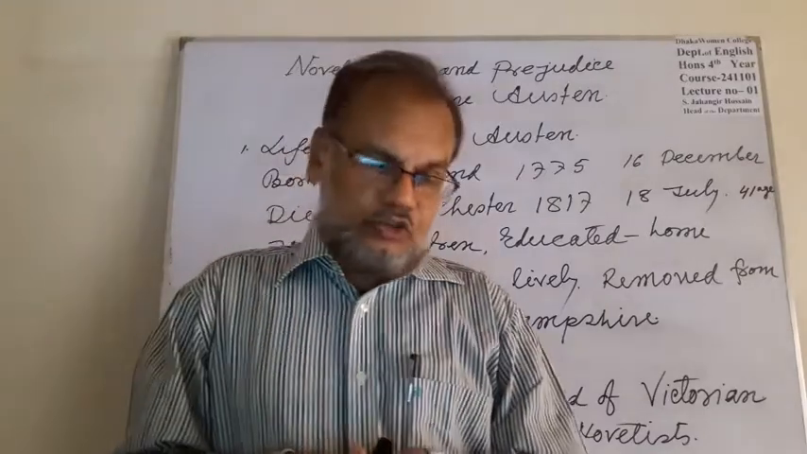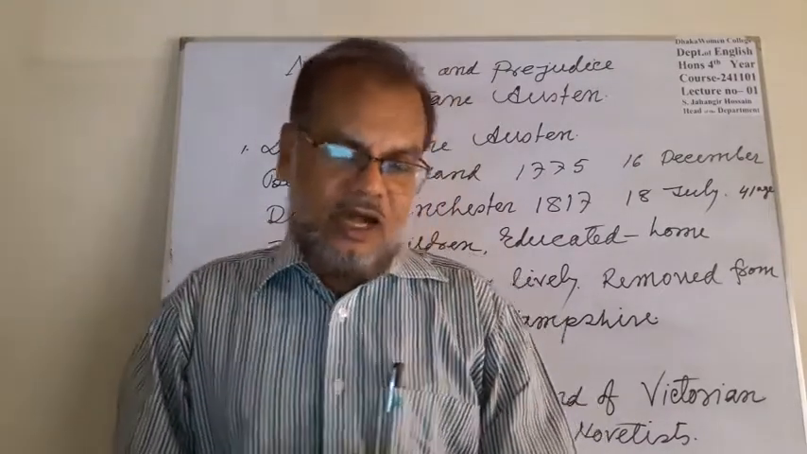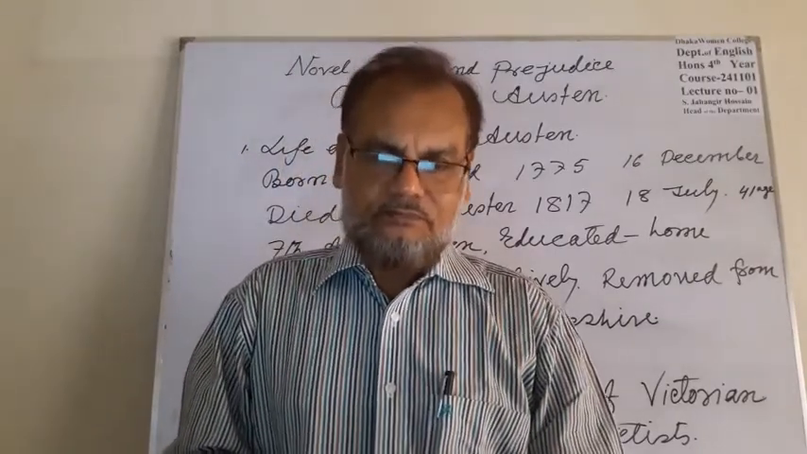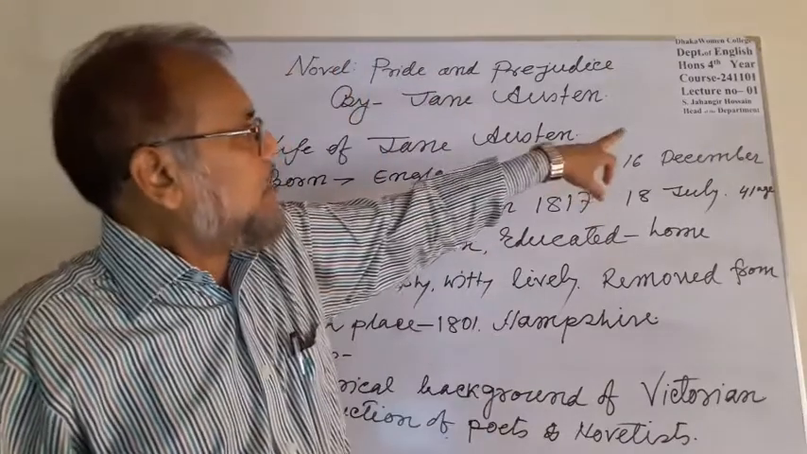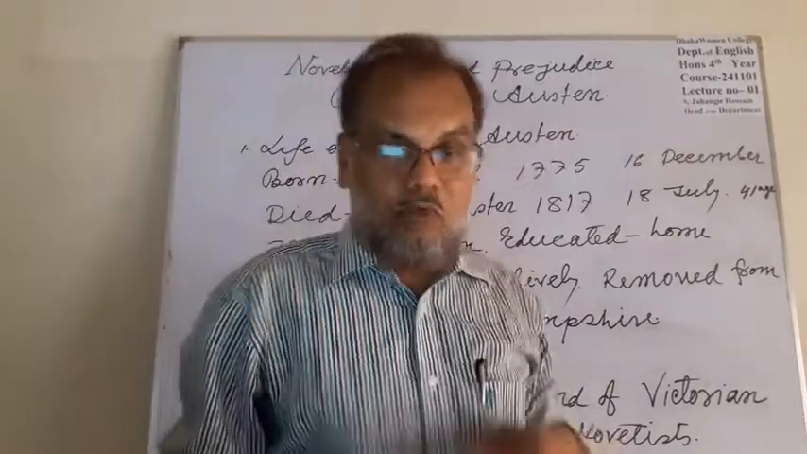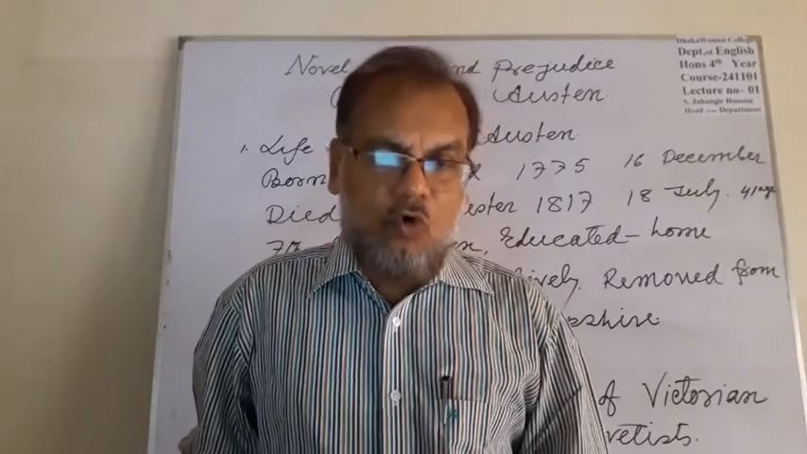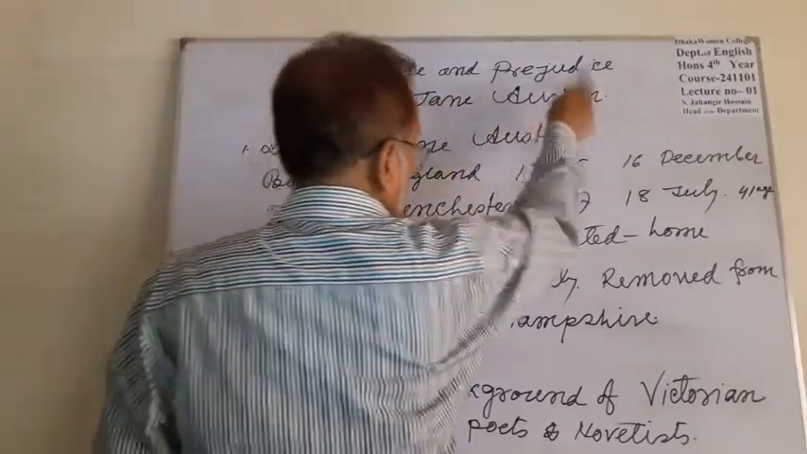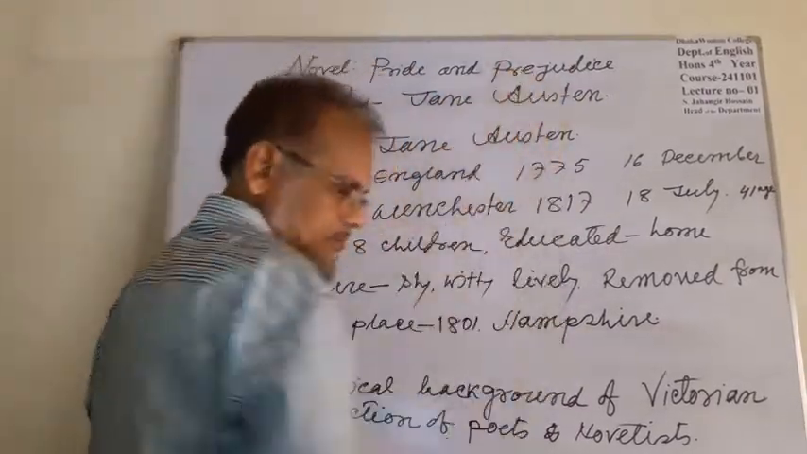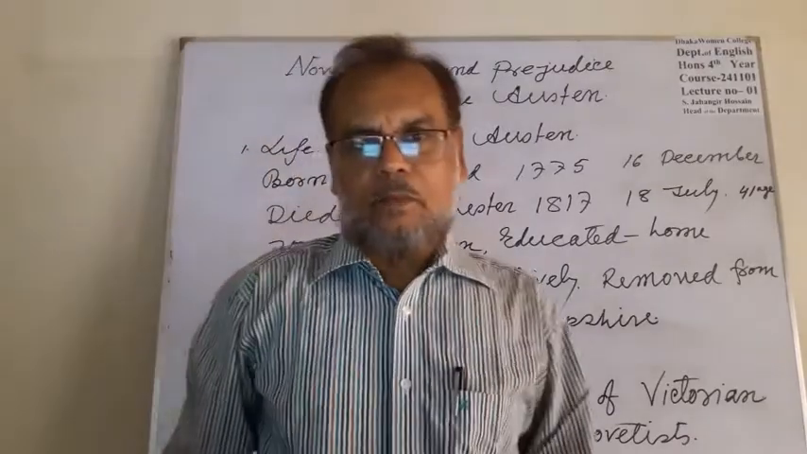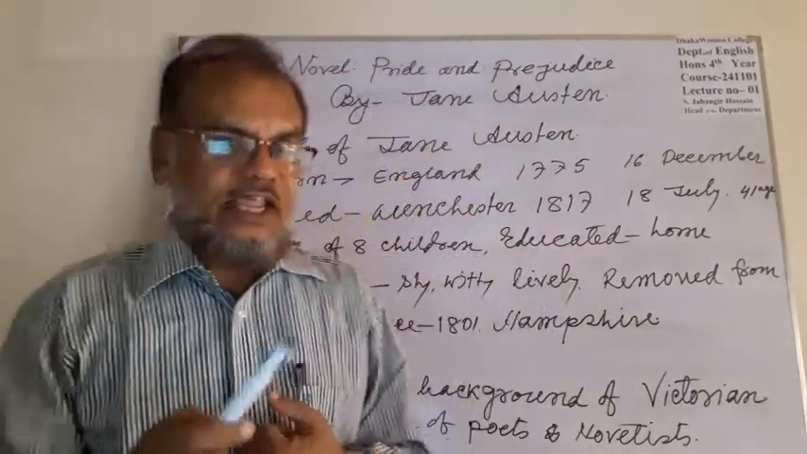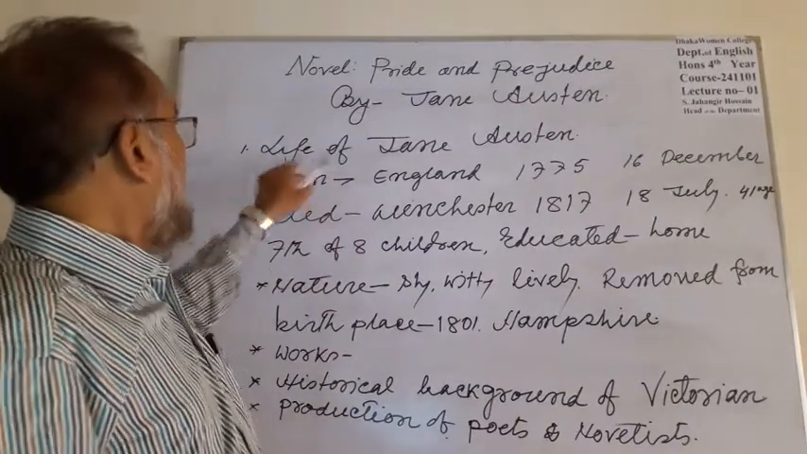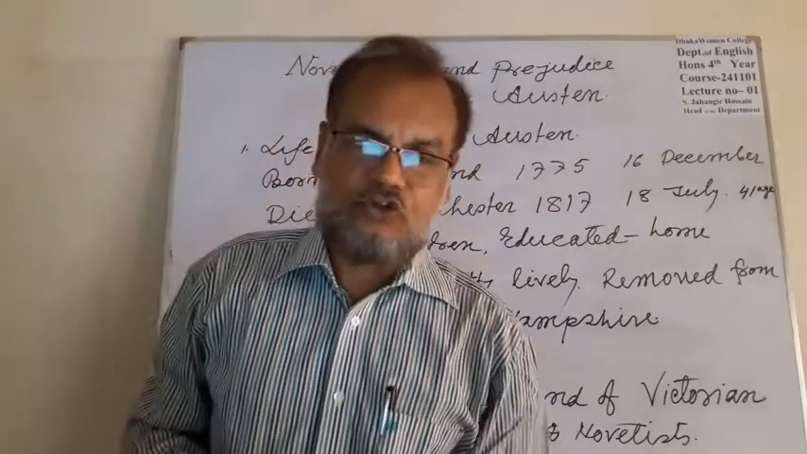So, I would like to teach you. I would like to deliver a lecture about a novel. You know the course number is 241101, and in this course, the first novel is Pride and Prejudice, written by Jane Austen. So first of all, you should know the life history of Jane Austen. Some contents are here. Number 1, life of Jane Austen. First of all, you should know.